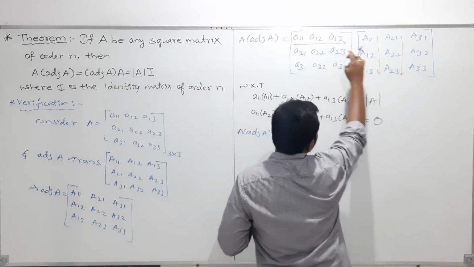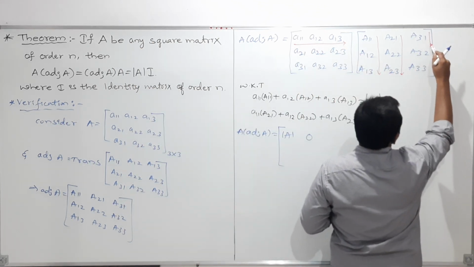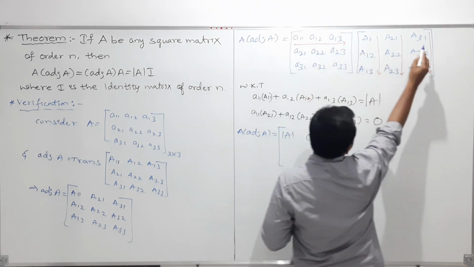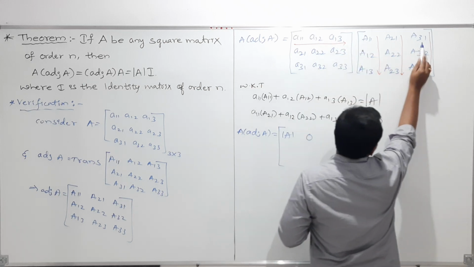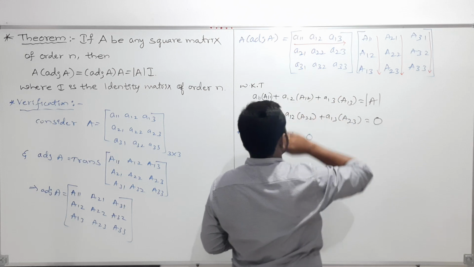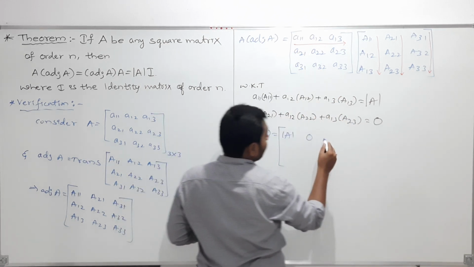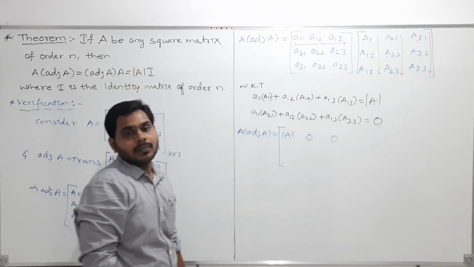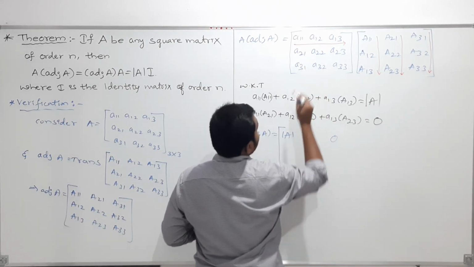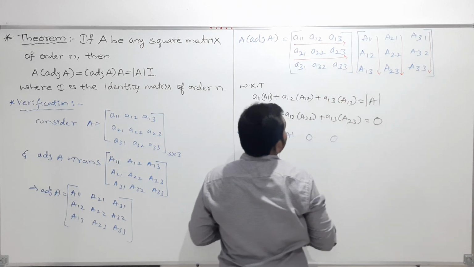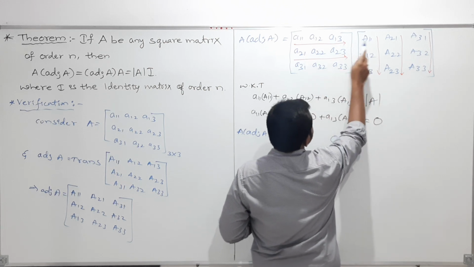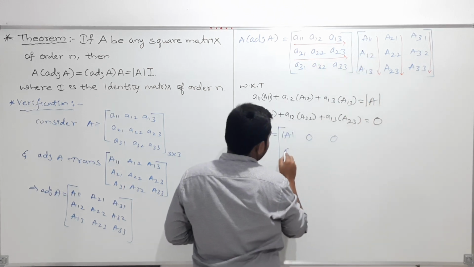Similarly, the first row third column. Here also you can observe, it is this element into this element, so a11 into A31. The subscripts are different, so therefore that value is also 0. Clear? And similarly, my dear students, you can observe second row first column. If you multiply second row, first column, a21 into A11, again these subscripts are different. This value will give you 0.